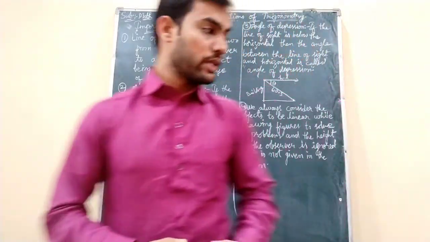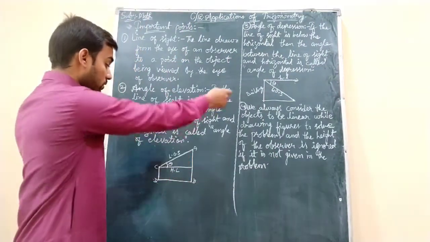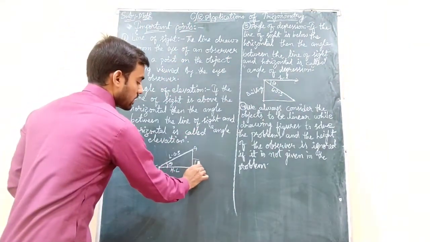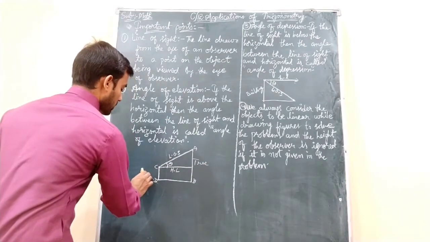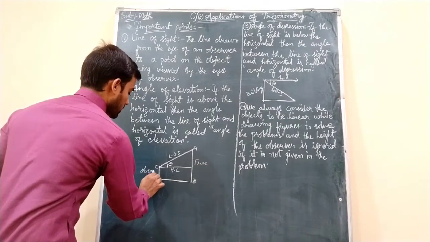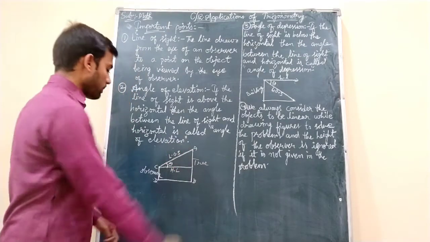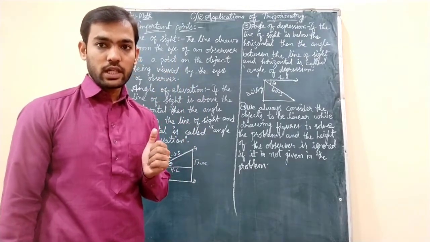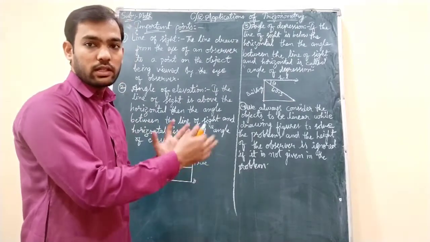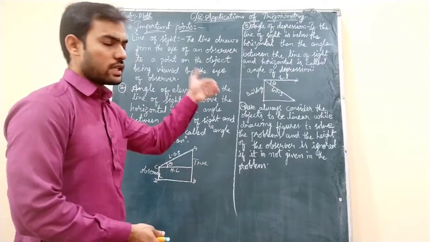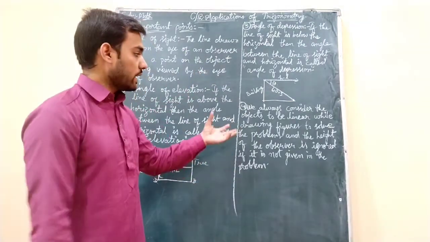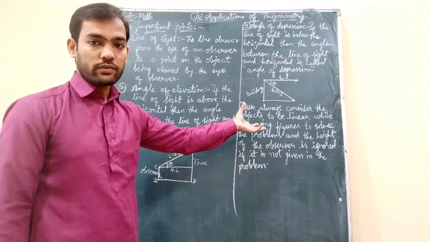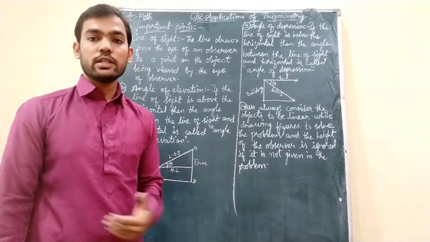Okay students, so here I mean to say that whenever we draw a building, this tree, this observer, we will always draw it by representing it as a line. Okay, we will not draw the complete building with the windows, doors, etc. We will just consider it to be linear while drawing the figures to solve the problems, and the height of the observer is ignored.